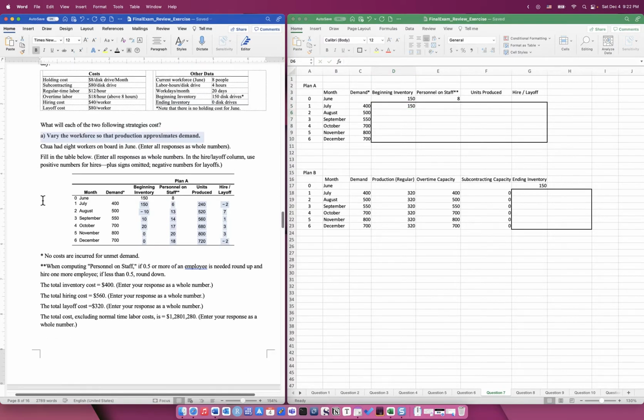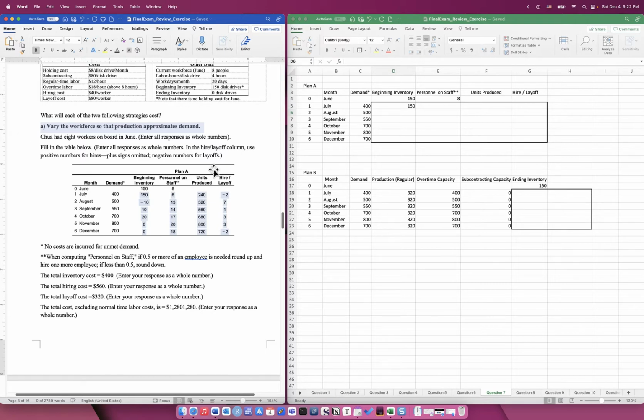The first strategy we should try to fulfill all that demand is called vary the workforce so the production approximates demand. This kind of scares me. Remember, this is similar to the demand chasing strategy, where you would hire or fire your personnel at all costs just so that you can catch all the demand. In the classroom examples we never tied our production capacity to the head count. Here we are relying on the head count instead of just the production capacity. That can give us a little bit of a headache, which is why this says to approximate the demand.